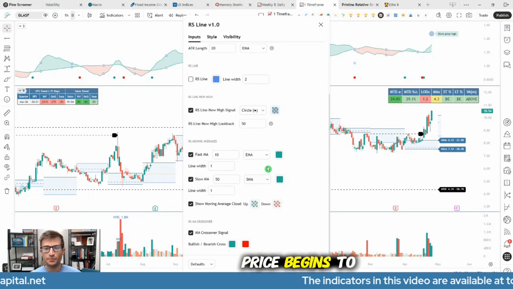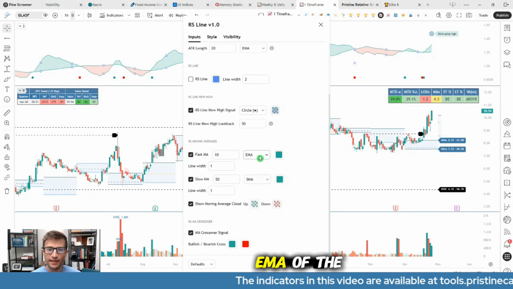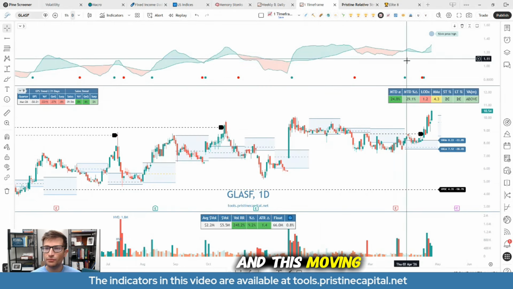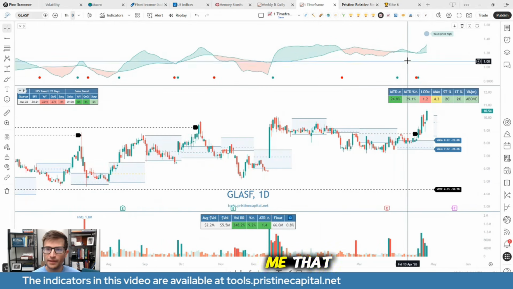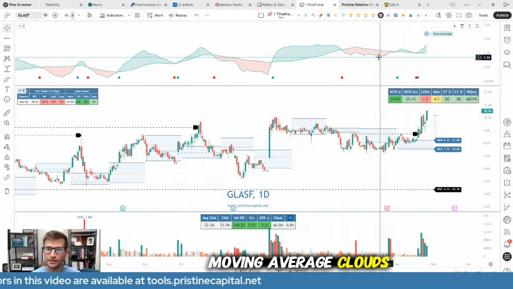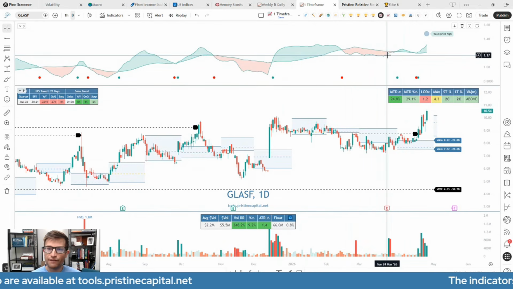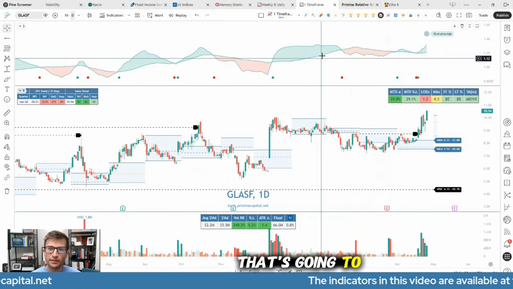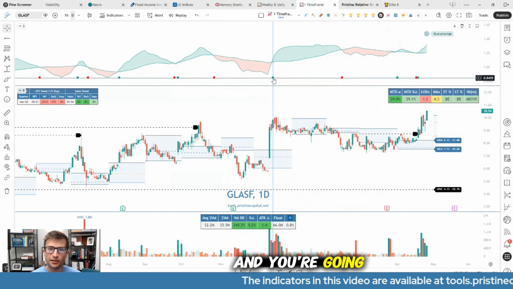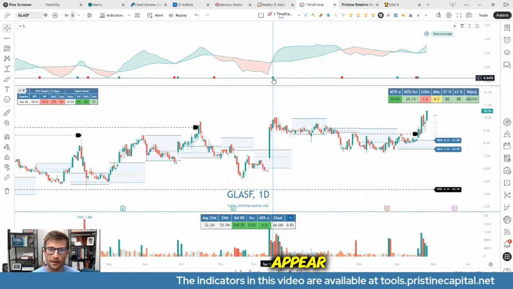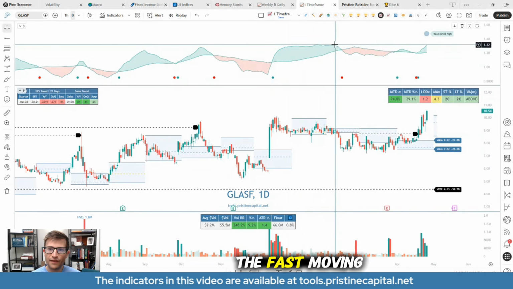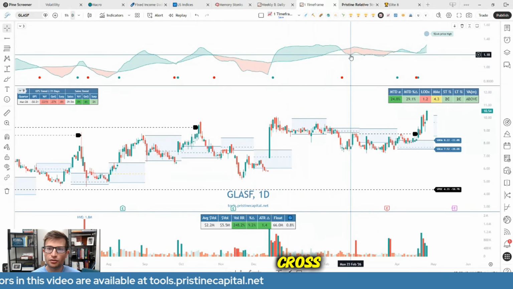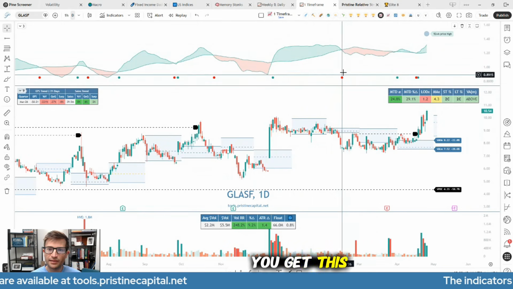If the stock price begins to fall, that 10-day EMA of the relative strength line is going to be very responsive, and this moving average cloud is going to show me that. So if we look at these moving average clouds, every time the fast moving average crosses above the slow moving average, that's going to give us the green cloud, and you're going to see this green circle signal appear on the chart. Same thing if the fast moving average finishes below the slow moving average, that's where you get the bearish cross, you get the red cloud, and you get this red signal.